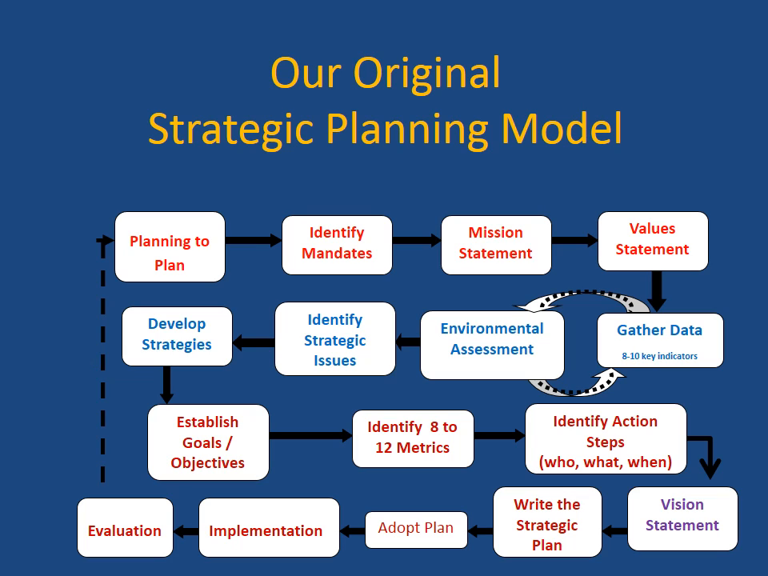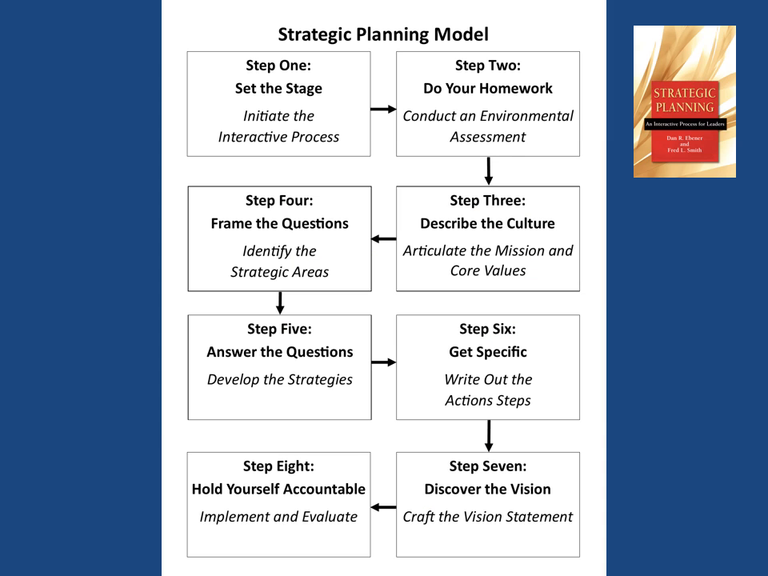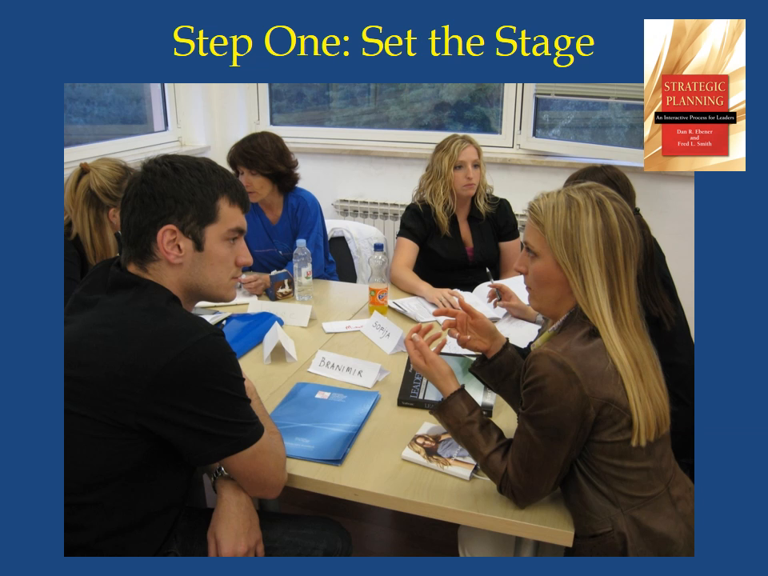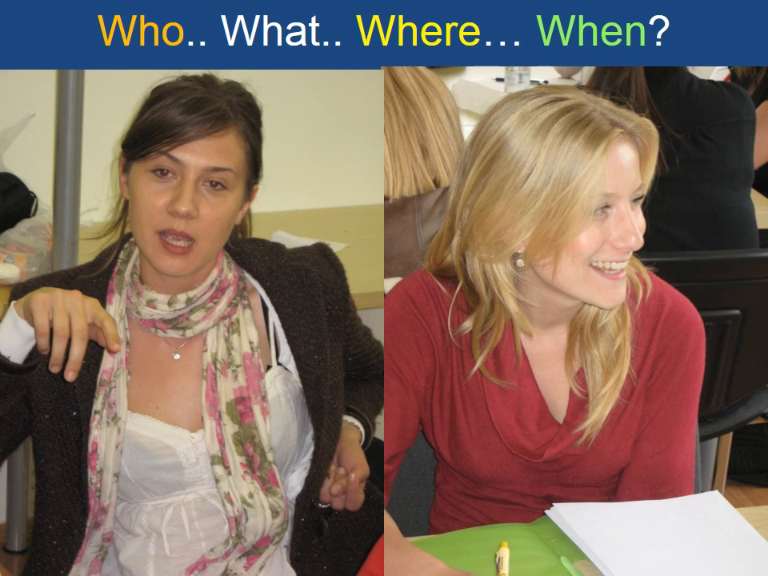Now, when Fred and I first put our strategic planning model together, we had 16 boxes, and we thought this particular model was too complicated. So we simplified it down to these 8 steps, and our book has a chapter on each step in our process. Step 1, set the stage. This is where we plan to plan. We decide who's going to be involved.